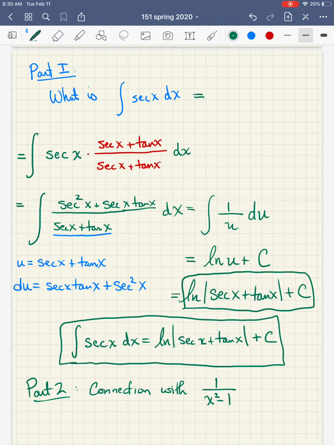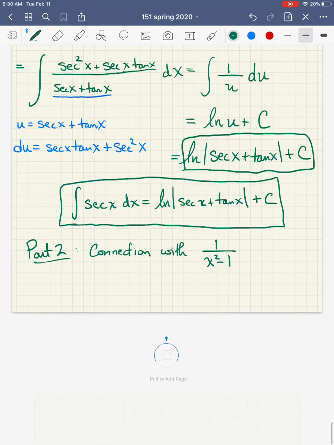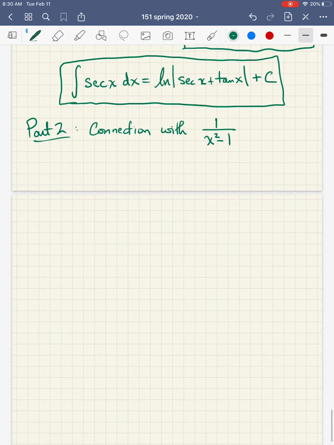All right, welcome back. So last time we worked out the antiderivative of secant, and we saw that it was the natural log of secant plus tangent. And I promised in part 2 we would see a connection with 1 over x squared minus 1. So let's see that.